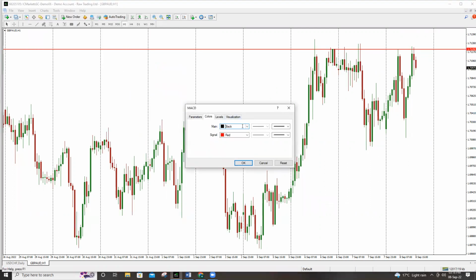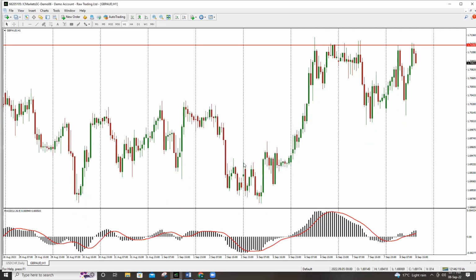Now, there are, of course, colors you may want. If you want your histogram to be black, depending on your background, your signal line, if you want it to be red. These are on default. So the fast EMA is on 12, while the slow EMA is 26. The MACD SMA is 9. So you can just click OK on default. And there you have your MACD.